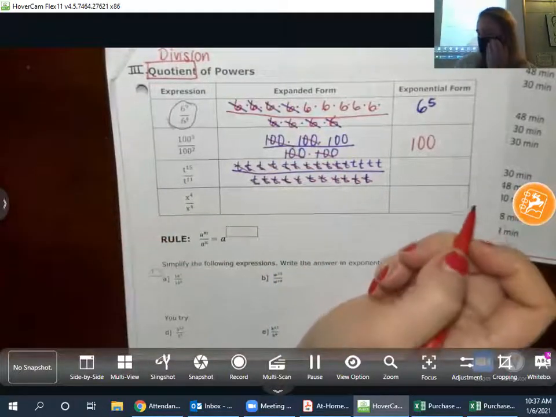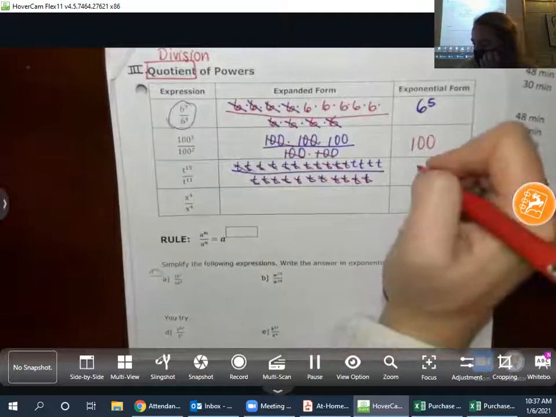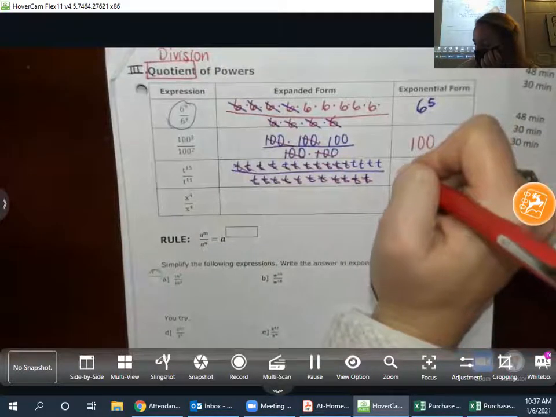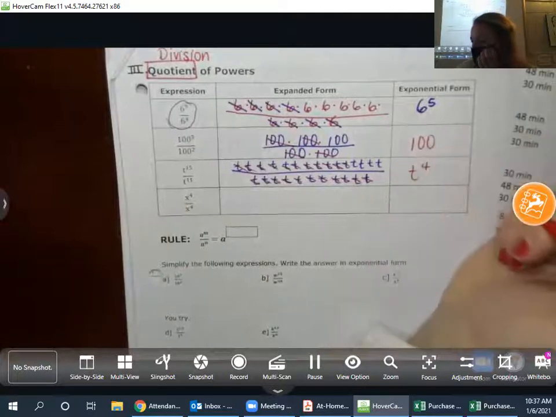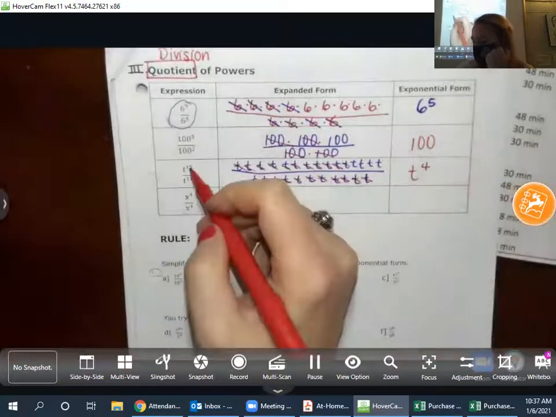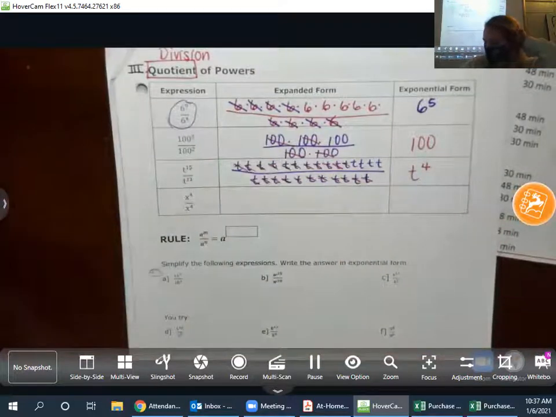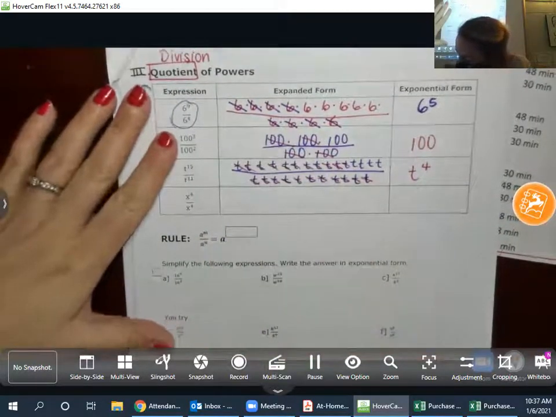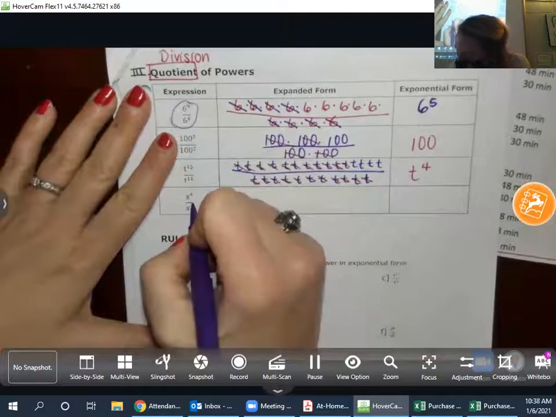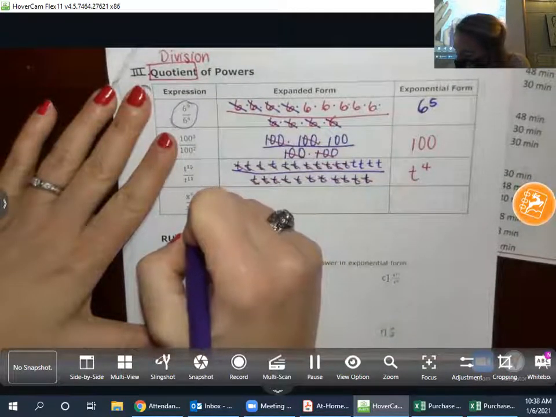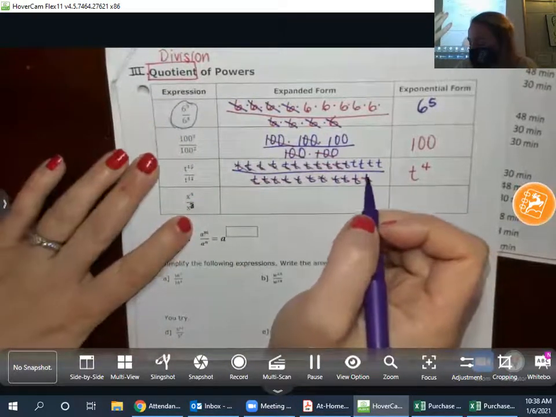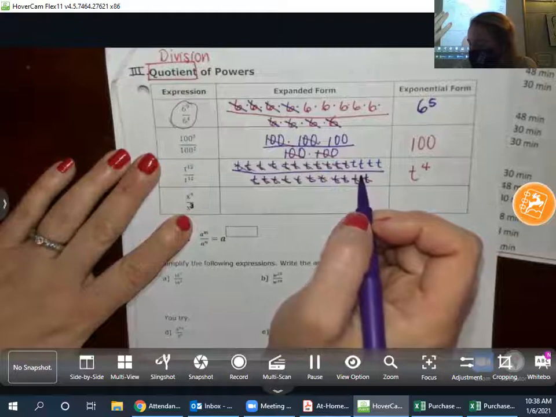All right, so how many are you left with? 4 t's, t to the 4th. Makes sense. 15 minus 11 is 4. And it's the same. We're going to change the bottom right here to a 3. Go ahead and change that bottom to a 3. That was a misprint. Can you change that to a 3? X to the 3rd.